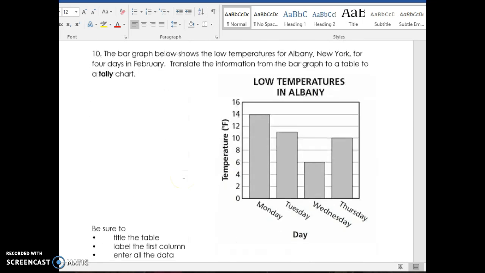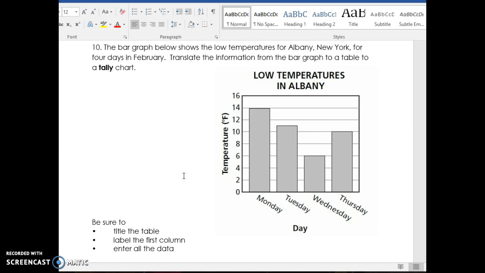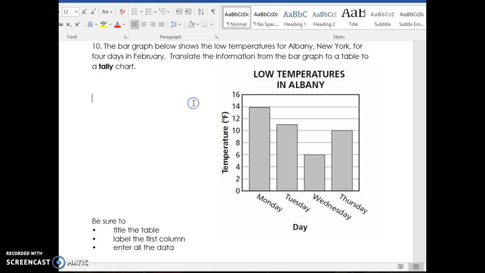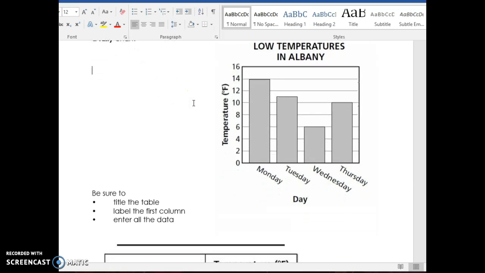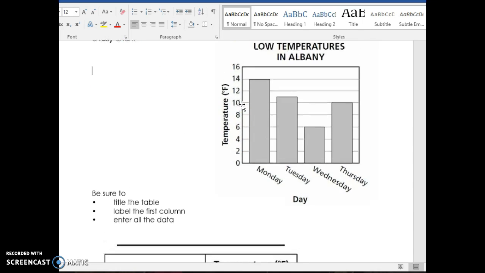Number 10. The bar graph below shows the low temperatures for Albany, New York for 4 days in February. Translate the information from the bar graph to a tally chart. So we need to make a tally chart. And you need to make sure that you title it, label it, and enter all of the data.